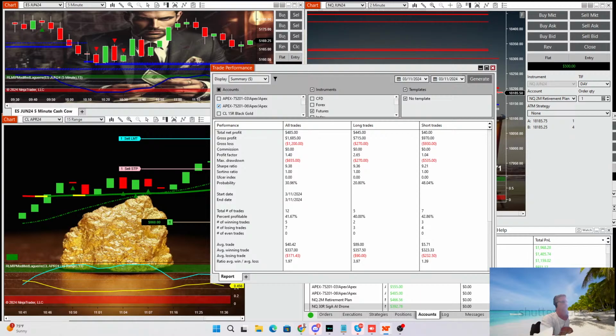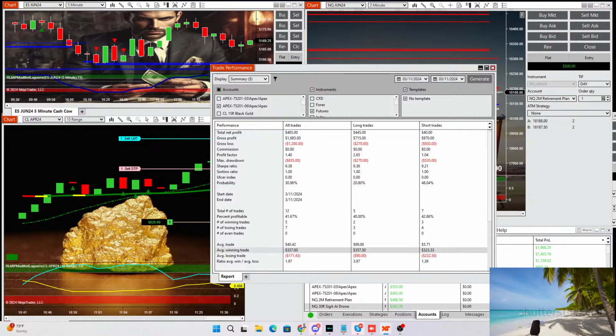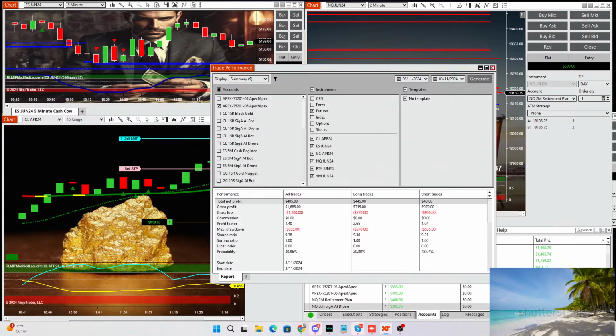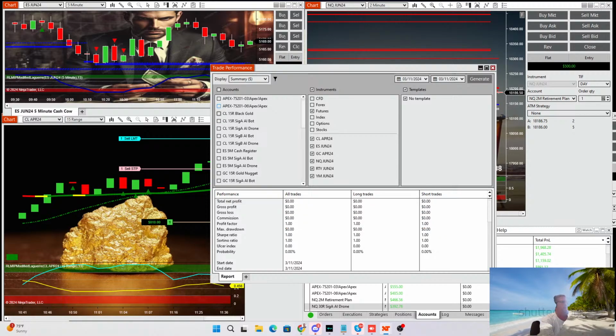It won 41.6% of its trades. Average loser 170, the winner was 340, about 2 to 1. And it got us to just under $500. And then it was really the NASDAQ. You really couldn't pick a bad one.